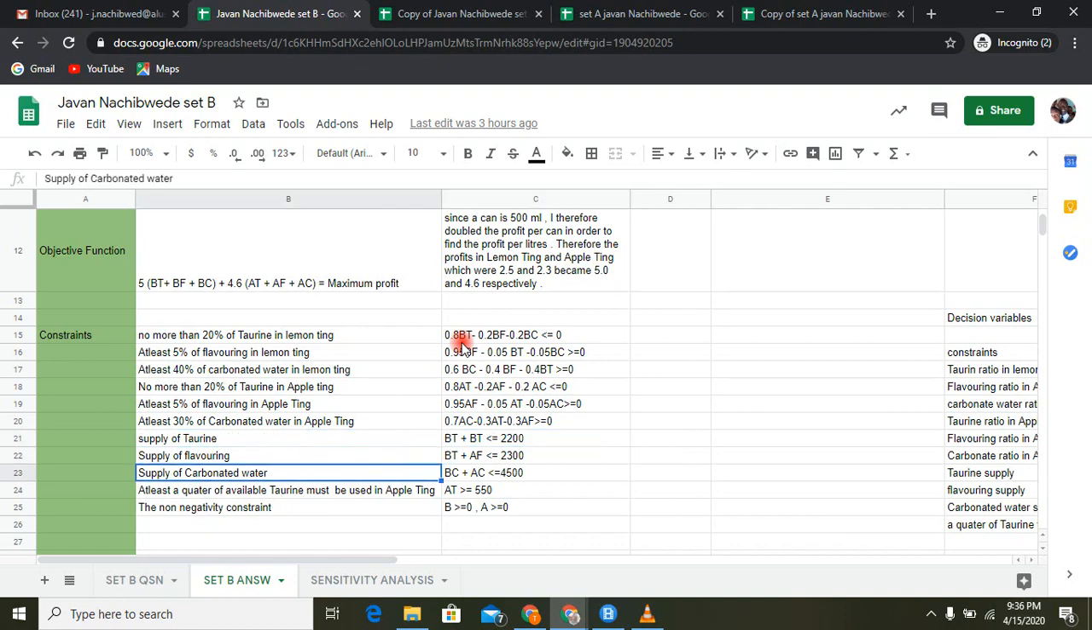Another constraint mentioned was the availability of taurine: a quarter of the available taurine must be used in the manufacturing of the apple tongue. I also put that into consideration. Finally, the non-negativity constraint means that the decision variables, A and B, the apple tongue and the lemon tongue, should not be less than 0, because otherwise we wouldn't be producing anything. So it's 0 or above.